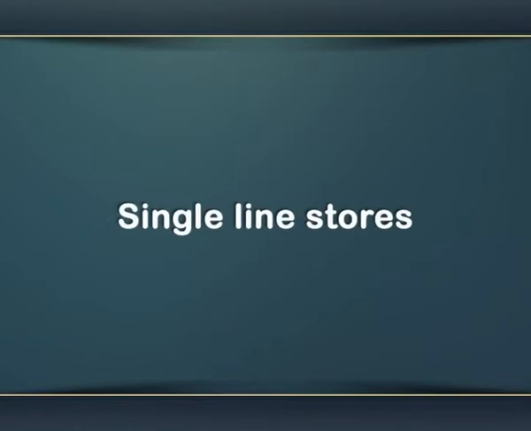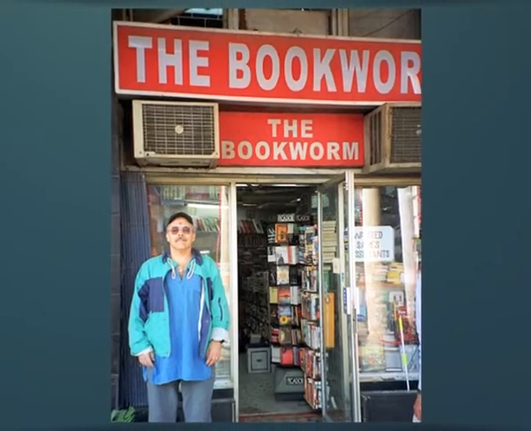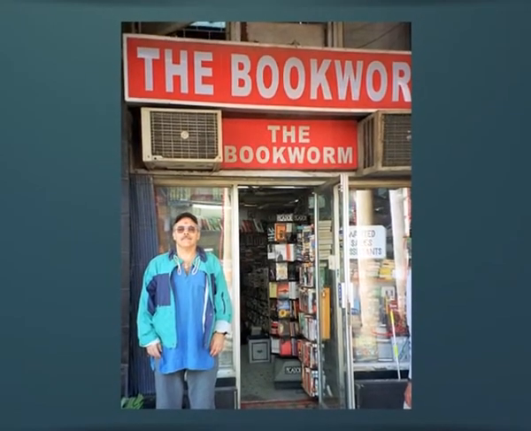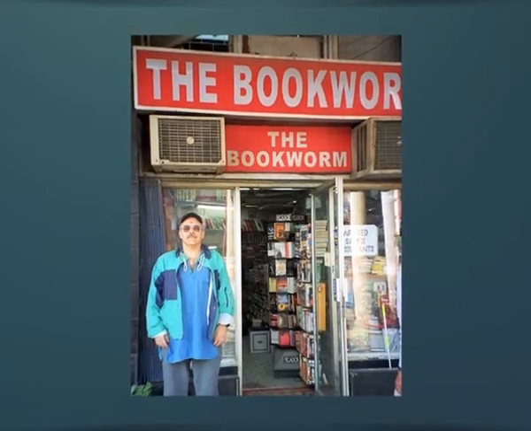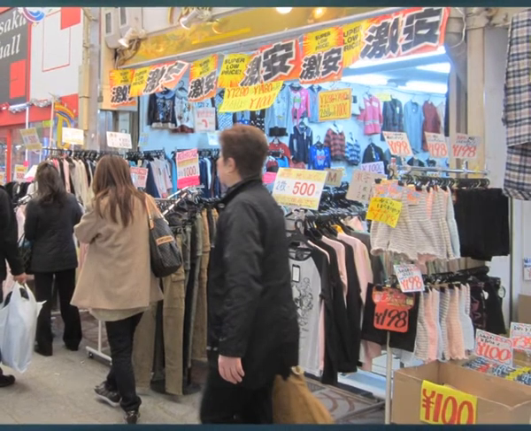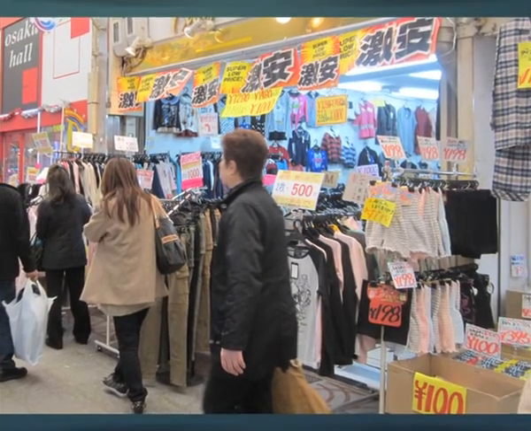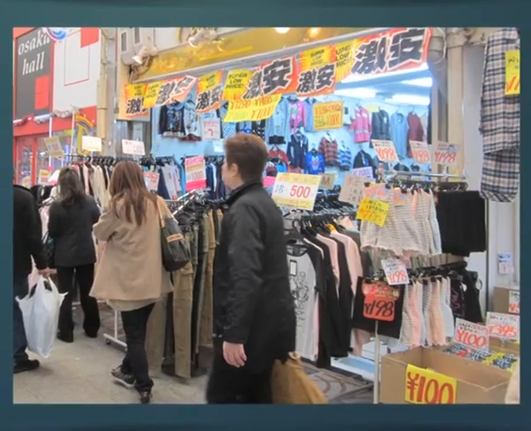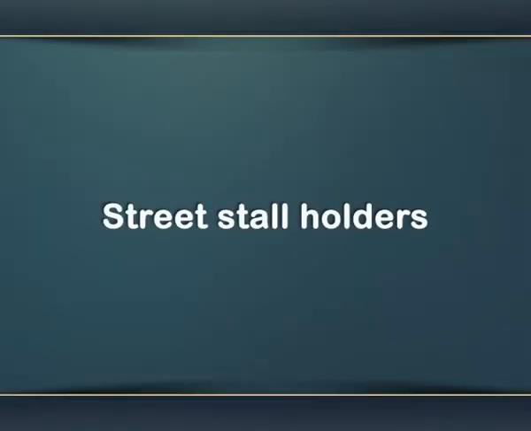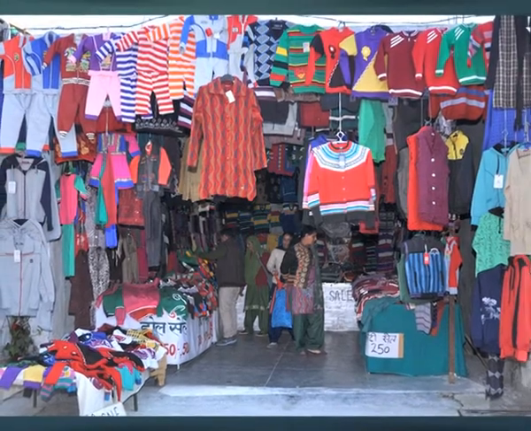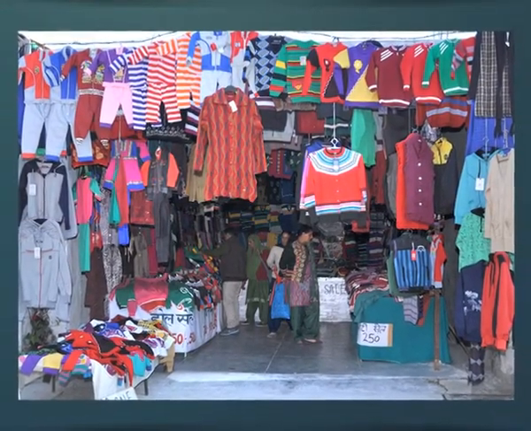Single line stores. These stores are situated in residential area and deal with only single line of merchandise like books, shoes, cloth, etc. One price shop. These shops are located in busy shopping centers. These shops sell small articles at uniform price. There is no bargaining between the buyer and seller. Street stall holders. Such retailers operate on small scale shops erected in busy markets. They buy in bulk from wholesalers and sell in small quantities to customers.